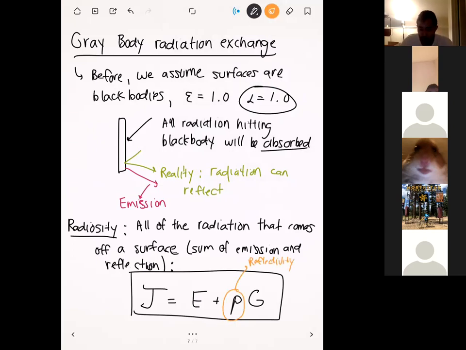It's a lot of terms and a lot of symbols, I know, but reflectivity, remember, you can think of as the fraction of radiation waves that reflects off of a surface. So reflectivity is some number between 0 and 1. And G is our irradiation. That's all of the radiation that hits onto a surface. All right. So any questions on this so far?